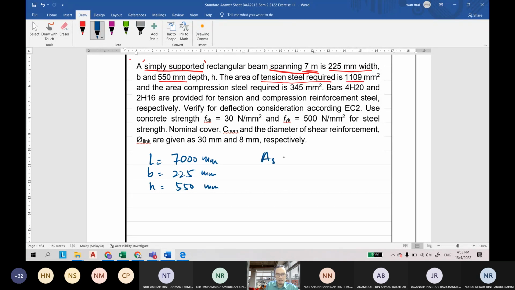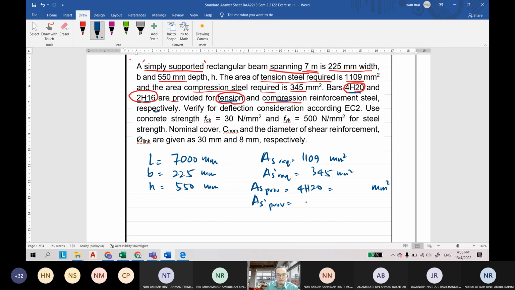The area of tension steel required, As required, is 1109 mm square, and the area of compression steel required, As prime required, is 345 mm square. Then the bars 4H20 and 2H16 are provided for the tension and compression reinforcement respectively. So 4H20 is for tension. As provided for tension is 4H20. What is the area? Can somebody check the table? And for compression reinforcement, 2H16 are provided, so As prime provided is 2H16.